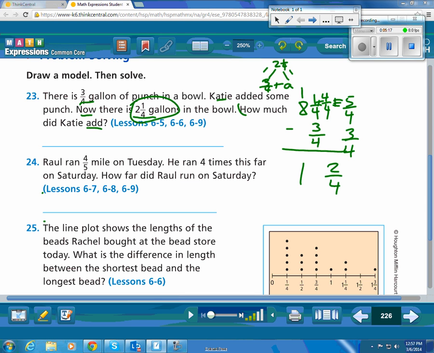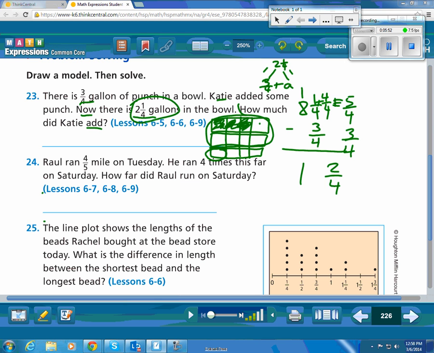And so if I drew a model, I would have two whole things. Okay, and then 1/4 of another thing. So these need to be divided into 1, 2, 3, 4. Okay, so I had 3/4, 1/4, 2/4, 3/4. How many do I need to add to that to get to 2 and a fourth? Okay, so this is the part that I need. There's 1/4 of that, and there's two whole things.